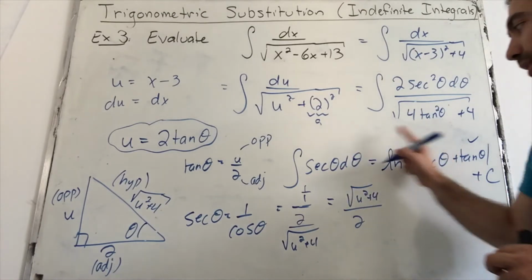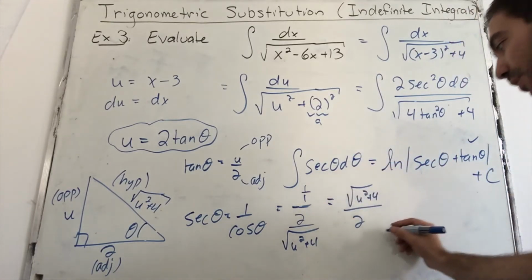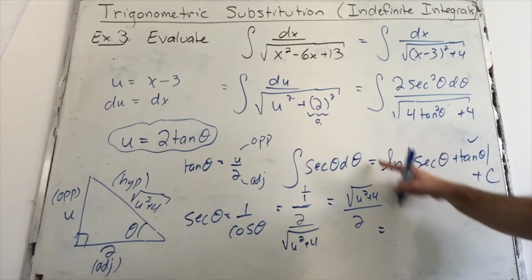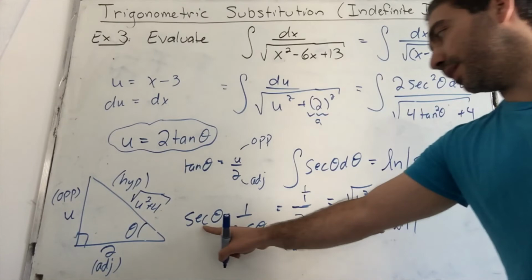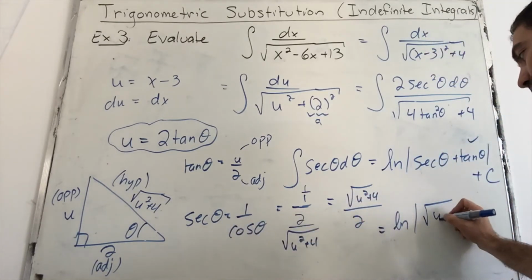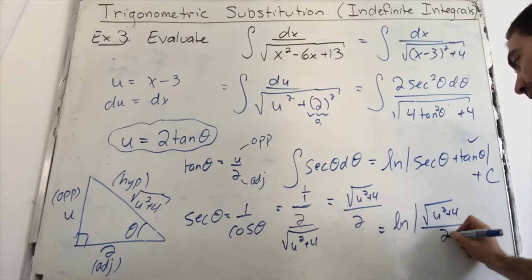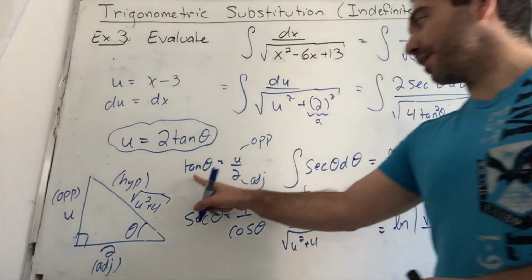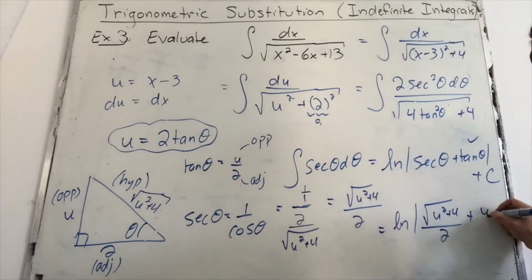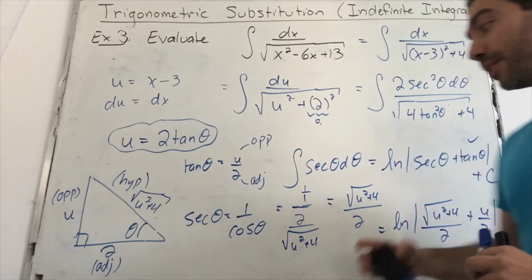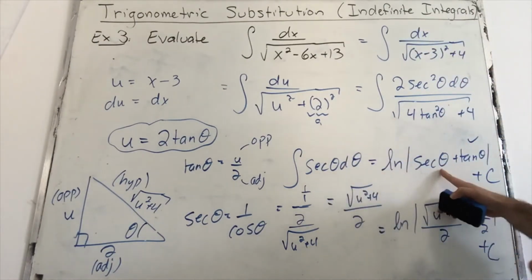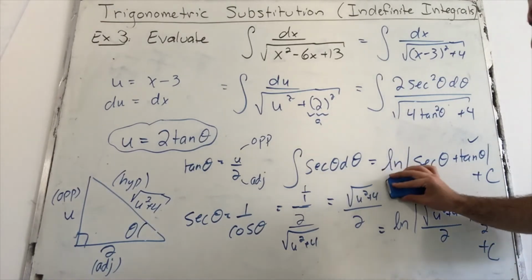And now we could write this integral here. This is all side work. Now I'm continuing at this stage. We have ln secant. We just showed secant is equal to this. So square root of u squared plus 4, all that divided by 2, plus tan theta we know is u over 2. So plus u over 2 plus c. Okay. So we used our triangle to express this integral in terms of theta back in terms of u.